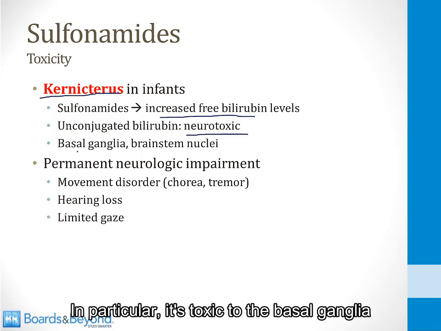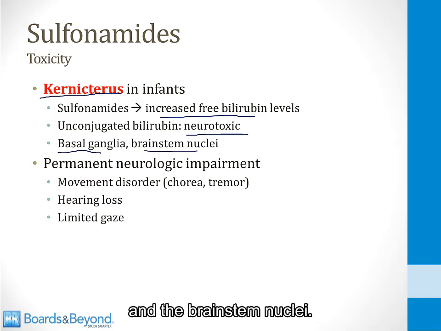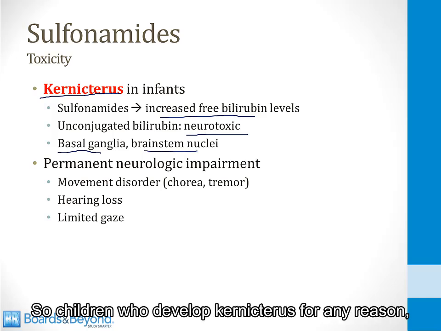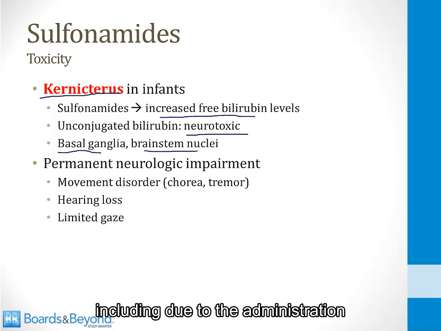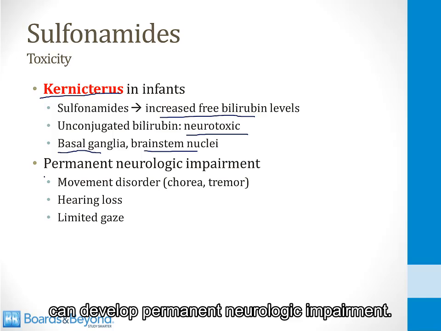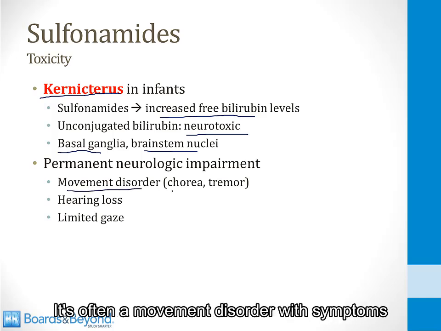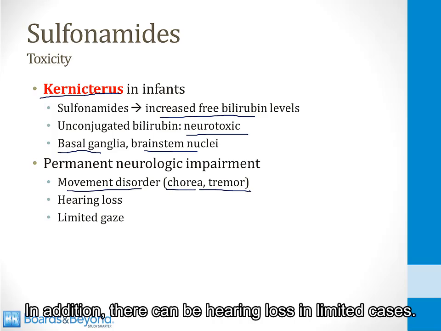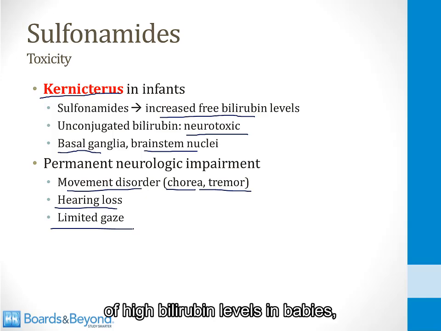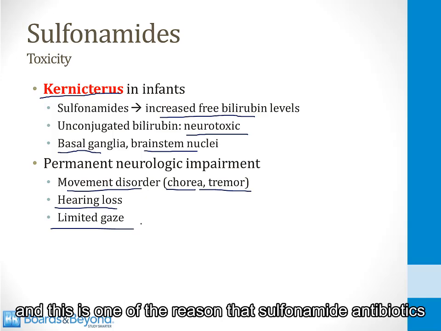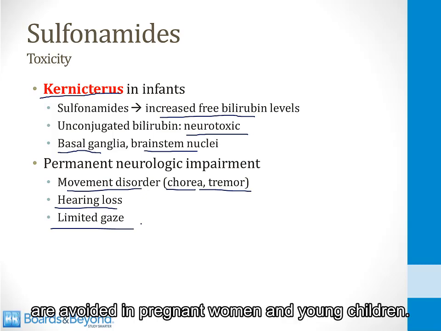In particular, it's toxic to the basal ganglia and the brainstem nuclei. So children who develop kernicterus for any reason, including due to the administration of sulfonamide antibiotics, can develop permanent neurologic impairment. It's often a movement disorder with symptoms like chorea and tremor. In addition, there can be hearing loss and limited gaze. This is a very serious consequence of high bilirubin levels in babies, and this is one of the reasons that sulfonamide antibiotics are avoided in pregnant women and young children.